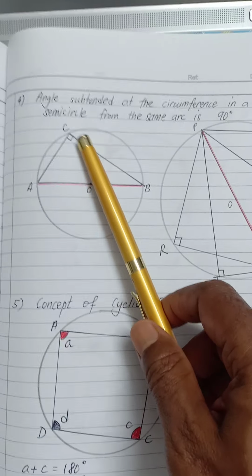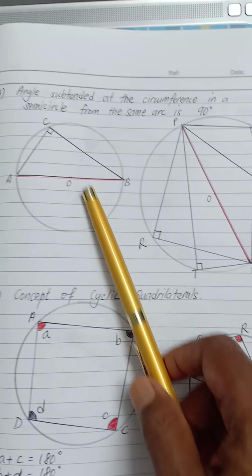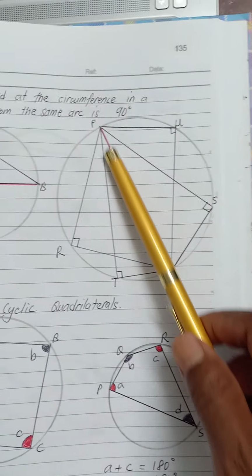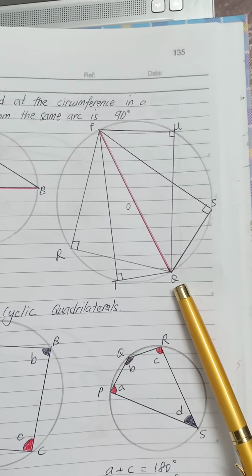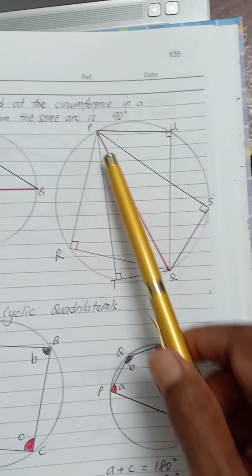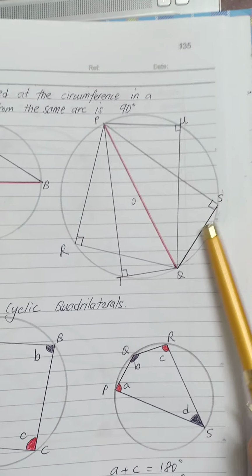Okay? They won't say it's 90, but you must know it's 90. Take a look at this one. Now PQ in this circle is the diameter. Can you see numerous triangles here?